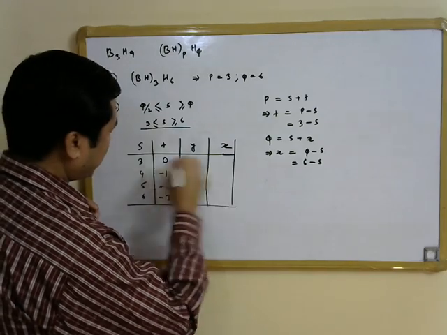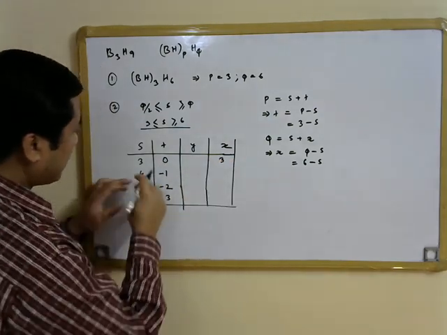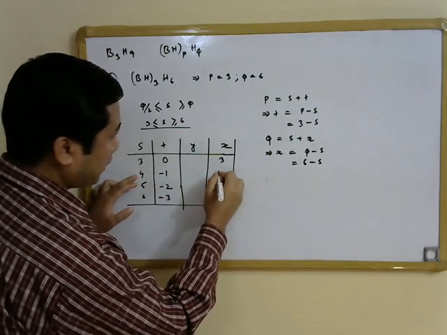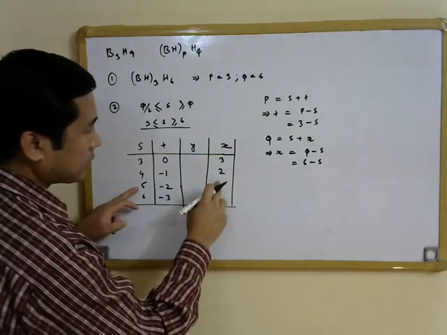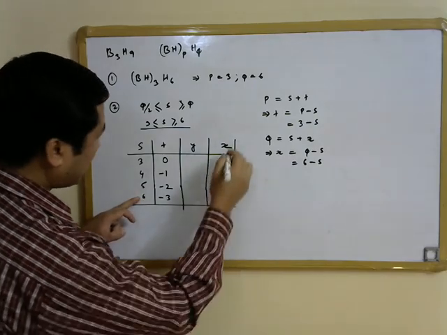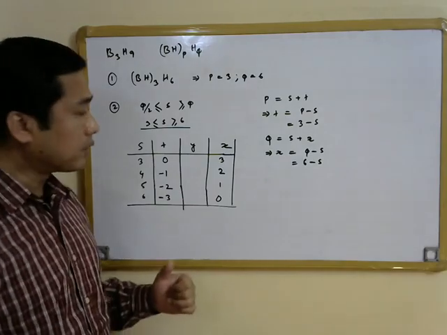So when S is equal to 3, X is going to be equal to 3 as well. When S is equal to 4, X is going to be equal to 2. When S is equal to 5, X is going to be equal to 1. And when S is equal to 6, X is going to be equal to 0. So these are the values of X that we can get.